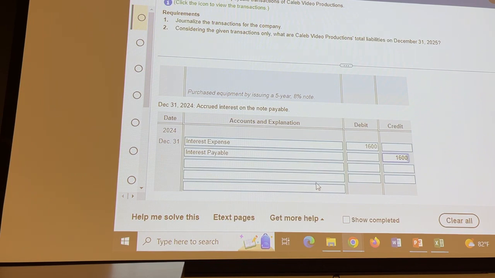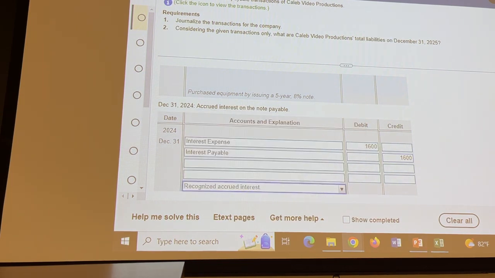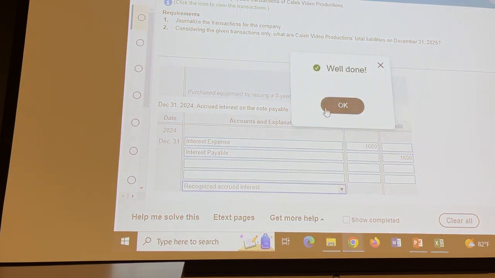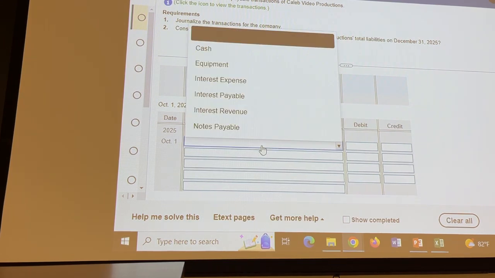And at the bottom, put recognized accrued interest. Okay, then paid the first installment on the note. So that means that there'll be 9 more months of interest for January through September, basically through October 1st.